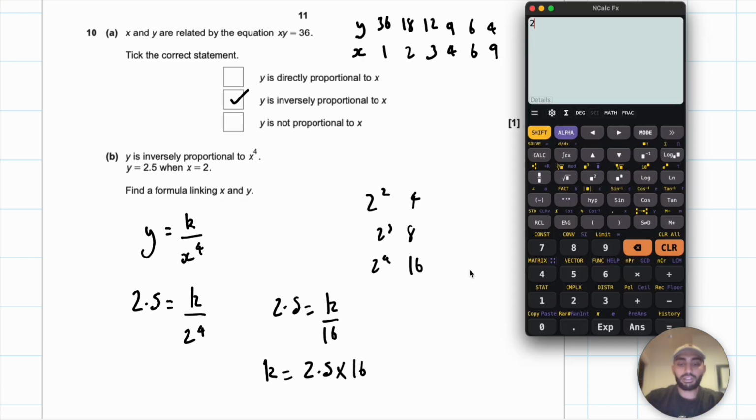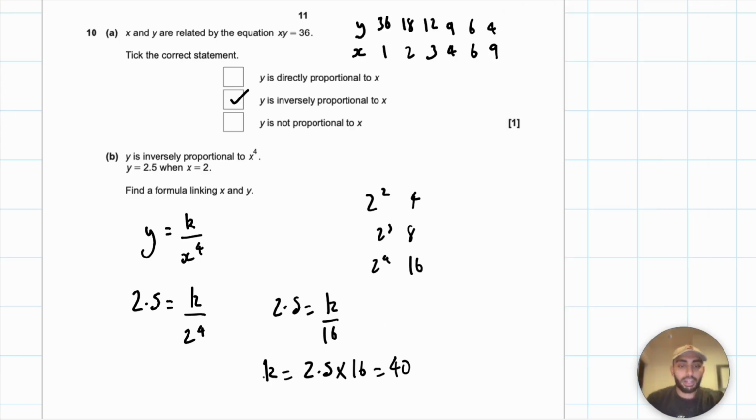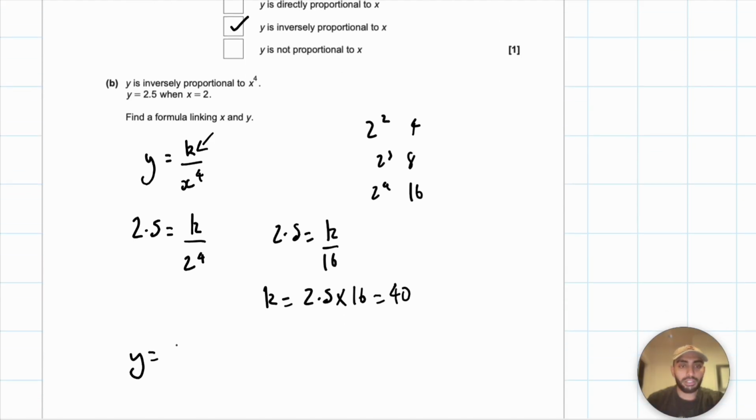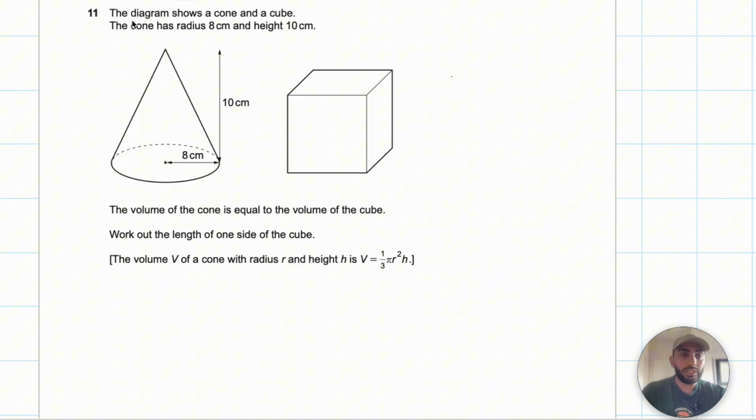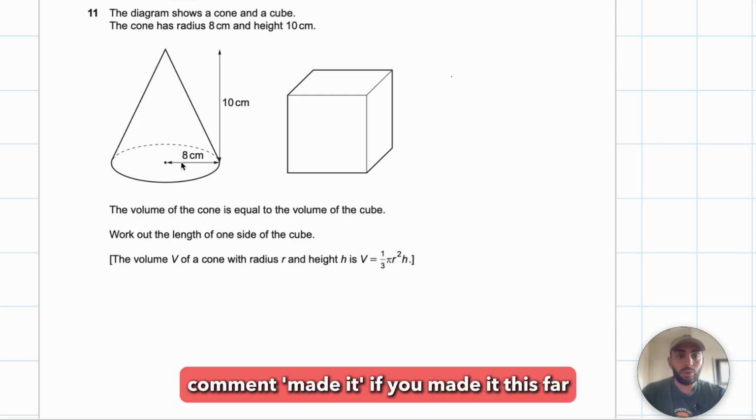Just type that in. 2.5 times 16, which gives me 40. Now I know the value of k, I can swap this k with 40. So the final equation is y equals 40 over x to the power of 4. Question 11. The diagram shows a cone and a cube.